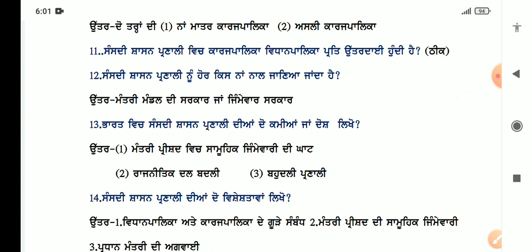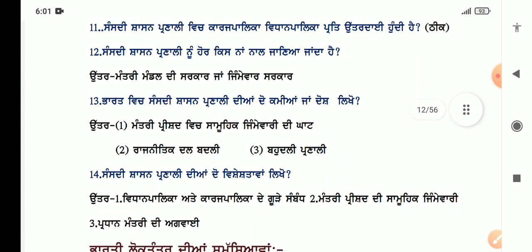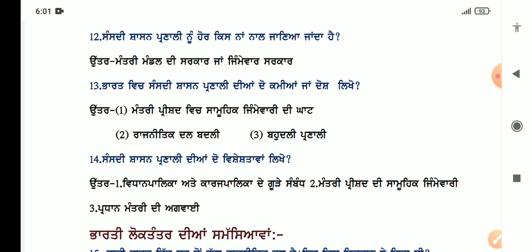What are other names of parliamentary form of government? Other names are Prime Minister form of government, Cabinet form of government, Council of Ministers form of government, and responsible government. What are the weaknesses of parliamentary form of government in India? One is collective responsibility, other is defection, and third is multi-party system.